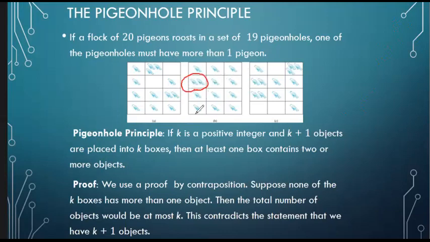To prove this, we use a proof by contraposition. That is, suppose none of the k boxes has more than one object, then the total number of objects would be at most k. Okay, so if we are speaking about k boxes, then there should be k objects. But in our definition we have said that there are k plus 1 objects. Okay, this means there is always one more object extra in one of the boxes. All right, so this is the proof we can give.